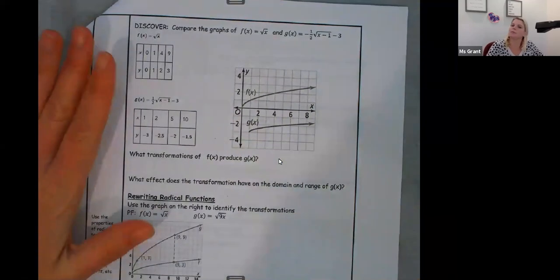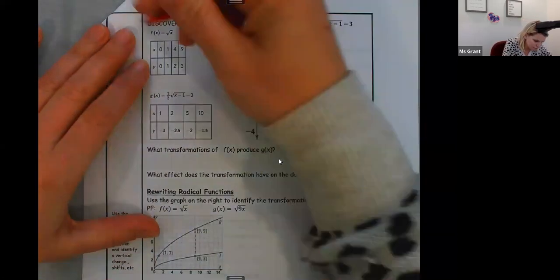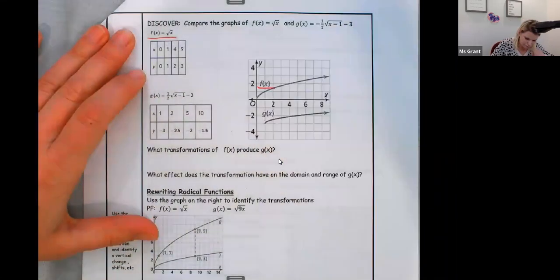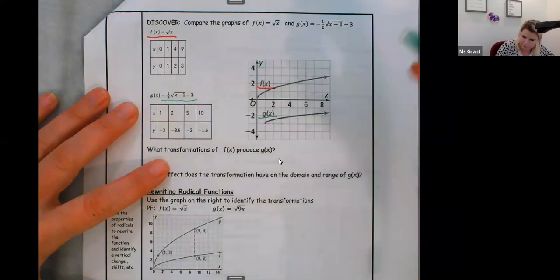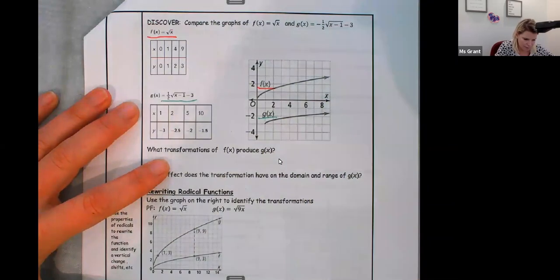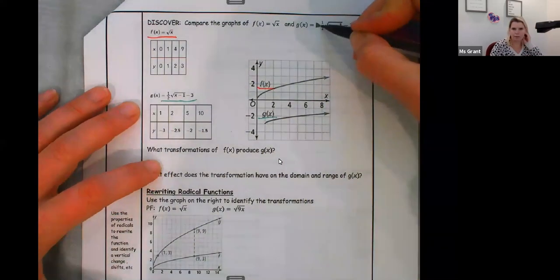So now I'm going to give you a picture of a graph and I'm going to say what happened. So you have your f of x is here. Your g of x is green right here. There's a negative here that should not be here. You need to cross out this negative. That's a typo.